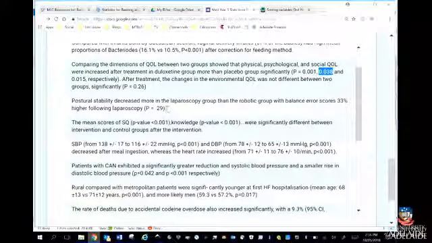This one doesn't make any sense to me because it says that postural stability decreased more in the laparoscopy group than the robotic group, and then the P is 0.29. It doesn't make any sense to me because saying that there is a difference should go with a low p-value. So either this is typed wrong or they are wrong about their interpretation of the p-value.